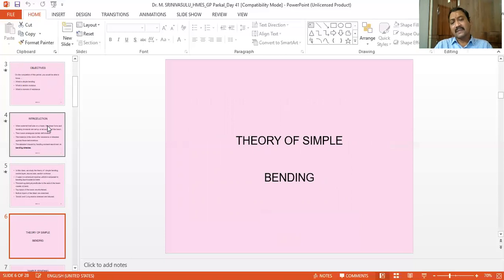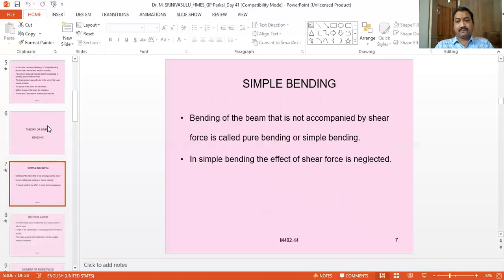Now coming to the basics and definition of the theory of simple bending. Now we have defined what is the bending. What is the bending? Tell me what is the bending?